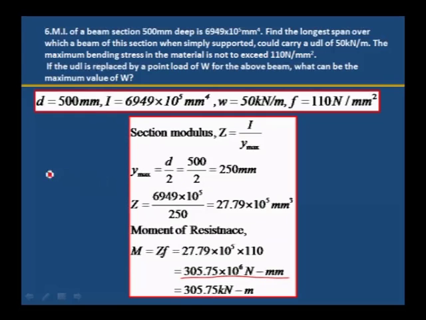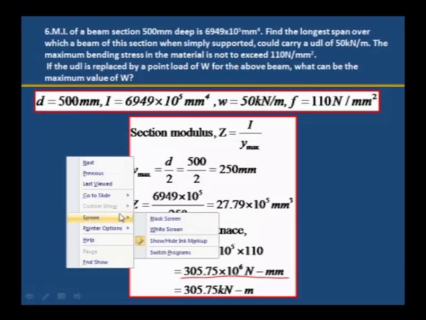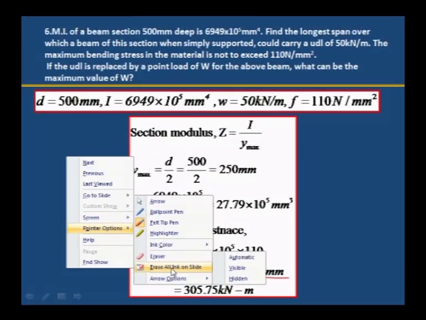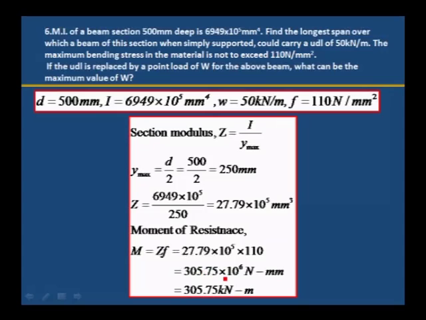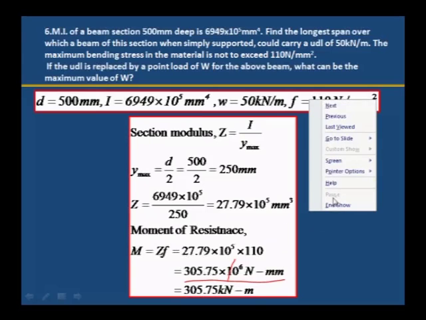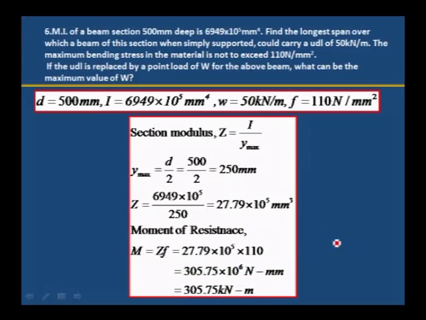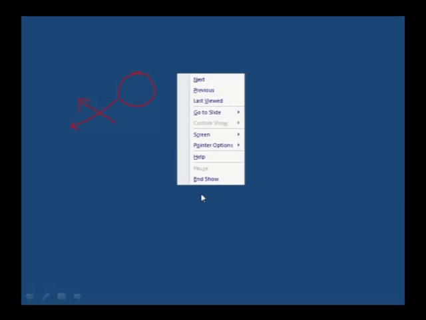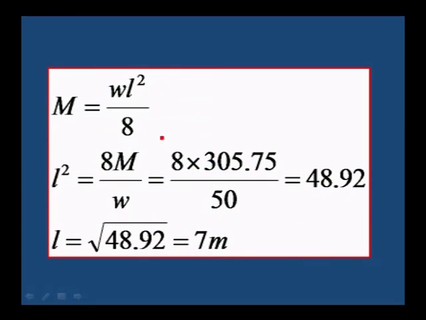We substituted all the values in mm. That is why we got the value in Newton mm, which we have to convert into kilonewton meter. If you remove 10 to the power of 6, you will get the value in kilonewton meter. M is equal to WL square by 8. L square is equal to 48.92. Therefore, the span is 7 meter.